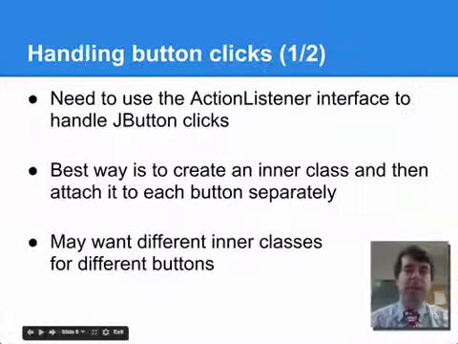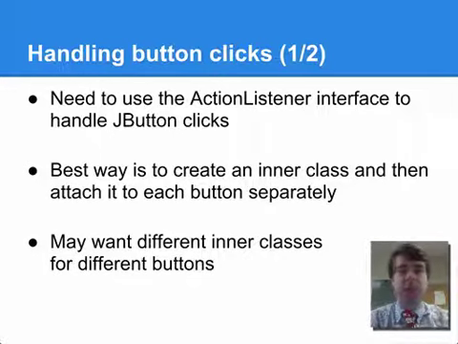Alright, last but not least, let's talk about how to make our buttons clickable, because if you don't have clickable buttons, they're not really very useful. In order to do that, we're going to use an interface called ActionListener. This is the third listener we've looked at after MouseListener and KeyListener. And one of the big differences here is that we're going to attach our ActionListener object that we create to the button itself, instead of attaching it to the entire application or to the panel.